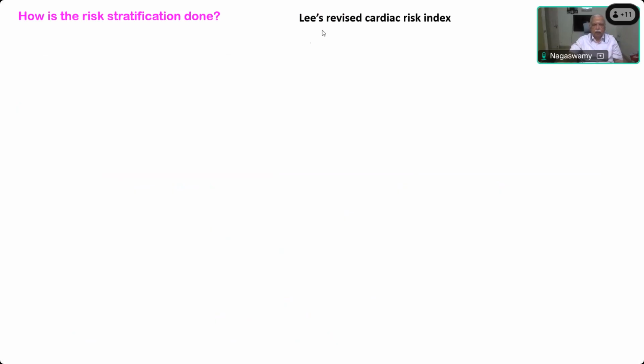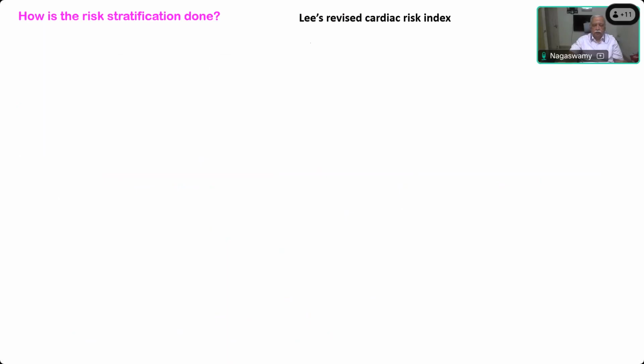Okay, so what are the points that you have to remember in Lee's Revised Cardiac Risk Index? First and foremost is the type of surgery. Second is the presence of ischemic heart disease. Third is congestive cardiac failure, whether the patient is already in congestive cardiac failure. Fourth is stroke or TIA, any central nervous system effect. Fifth is preoperative insulin therapy for diabetes, a diabetic patient requiring insulin. Sixth is serum creatinine more than 2 milligrams, renal involvement. Okay, so these are all.